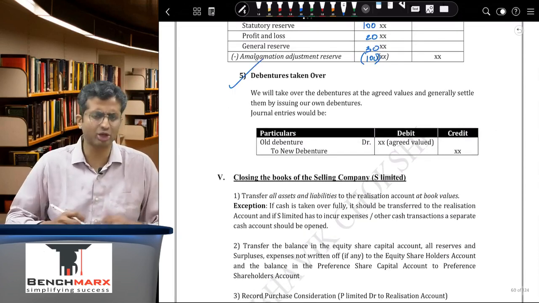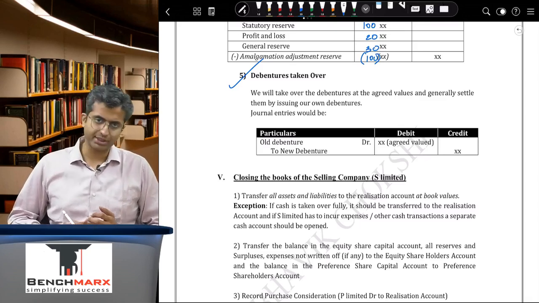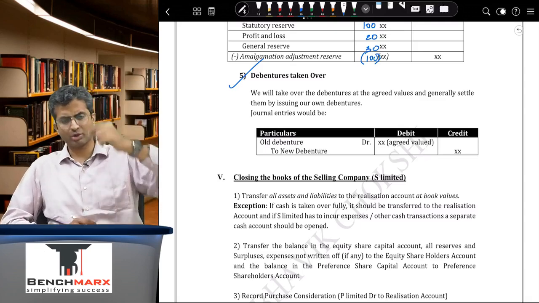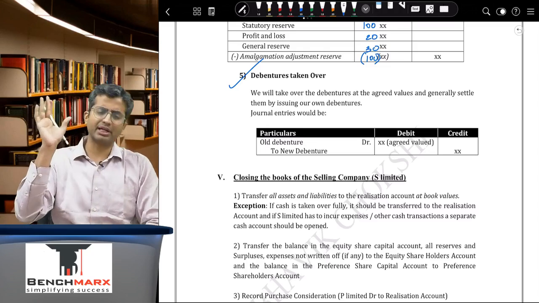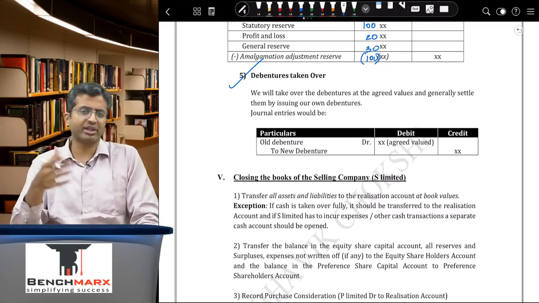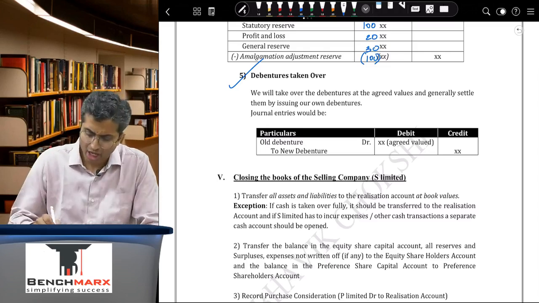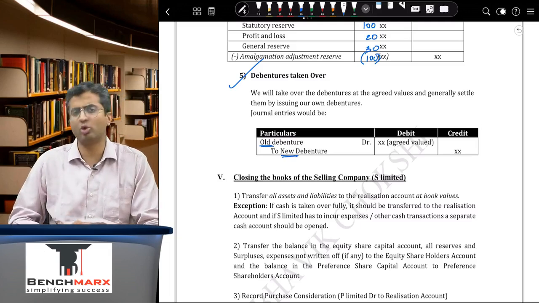And lastly, you have a scenario where debentures can be taken over. Debentures, remember, are not a part of PC. Preference shares and equity shares are a part of PC. But if debentures of the selling company are taken over, these debentures will be on the letterhead of the selling company. Now the selling company closes and there is a purchasing company, so you will have to issue new debentures on your letterhead, and hence you will credit the new debentures and debit the old debentures.